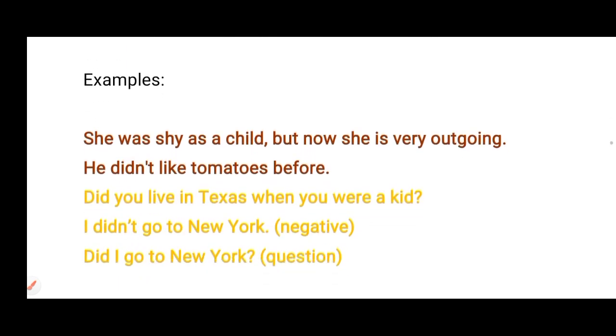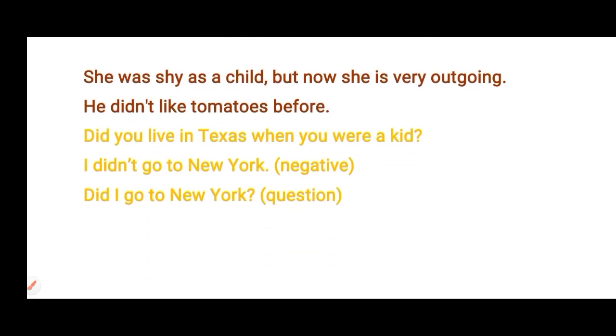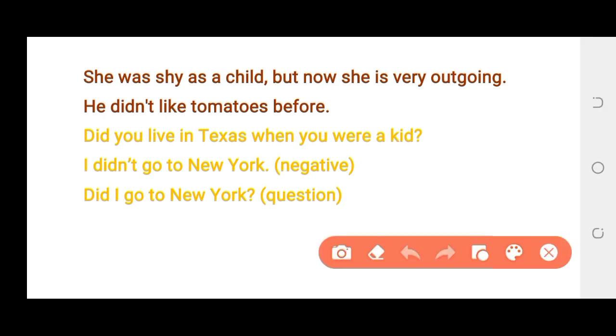For today, I have completed my lesson on this slide, and next week we will see about the 4 categories of the past.